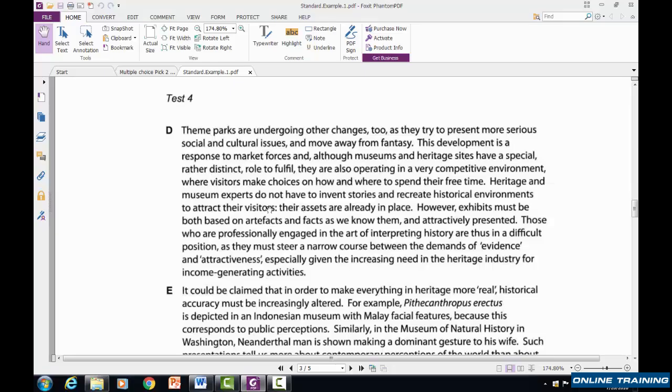All right, and you could have started right here where it talks about museum experts do not have to invent stories and recreate historical environments. The assets are already in place. But this is our sentence right here. Those who are professionally engaged in the art of interpreting history are thus in a difficult position, as they must steer a narrow course between the demands of evidence and attractiveness. So when they are preparing an exhibit, when they're interpreting history, which is another way of saying preparing an exhibit.